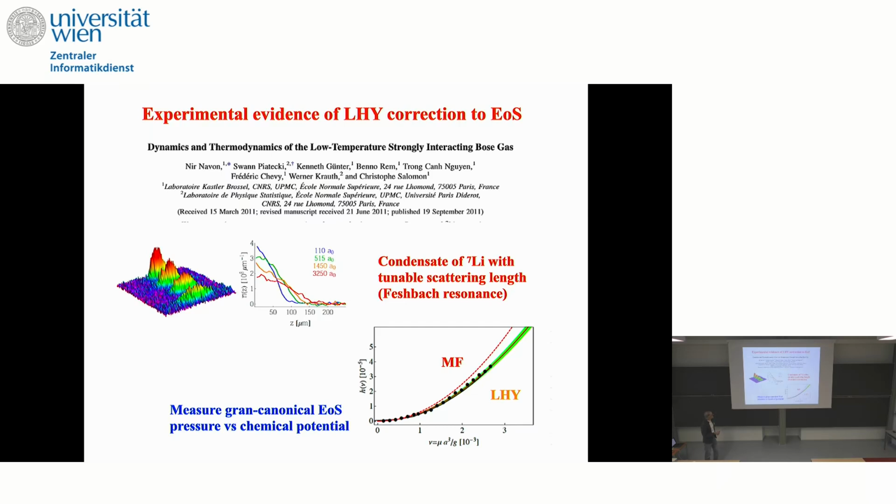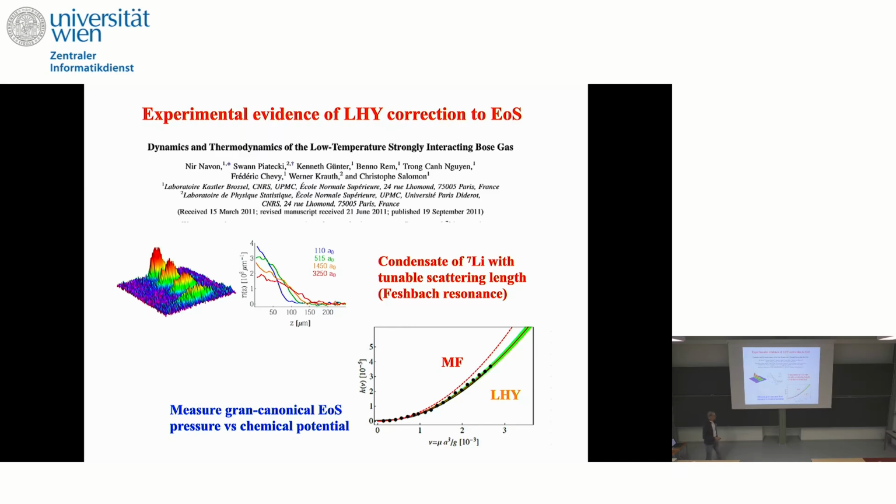This was obtained in the group of Christophe Salomon in Paris, where they were using a Feshbach resonance to tune the s-wave scattering length. They could make the scattering length larger, and they could see from the cloud that by increasing the scattering length, the cloud becomes larger and larger because of the extra repulsion. And they could measure in the center of the cloud, a region where you could say that the system is uniform, the grand canonical equation of state, so pressure versus chemical potential.